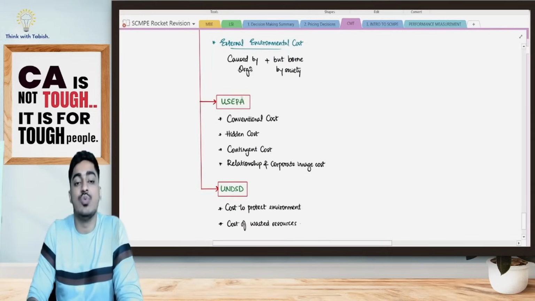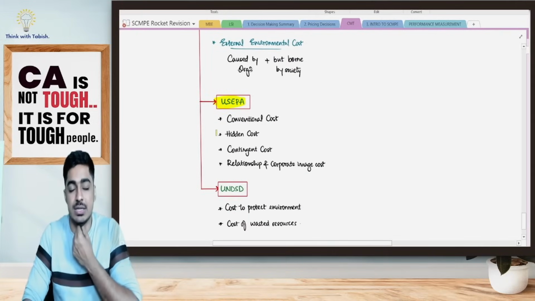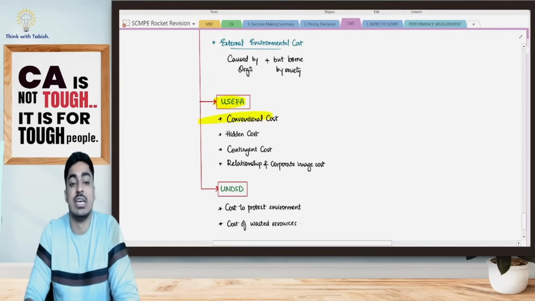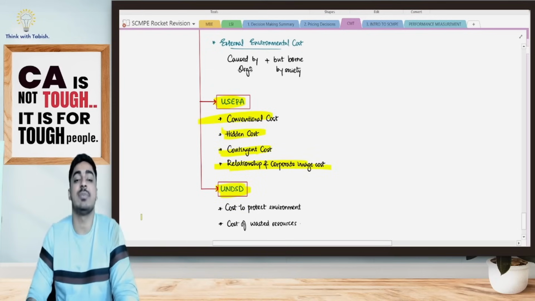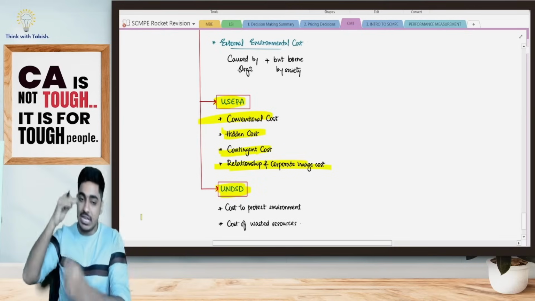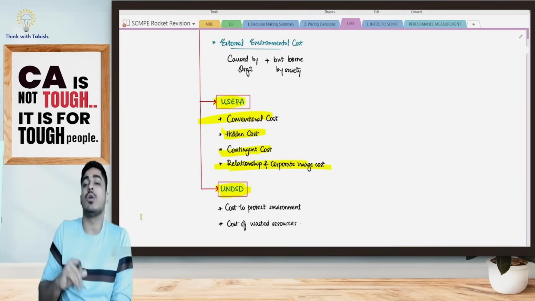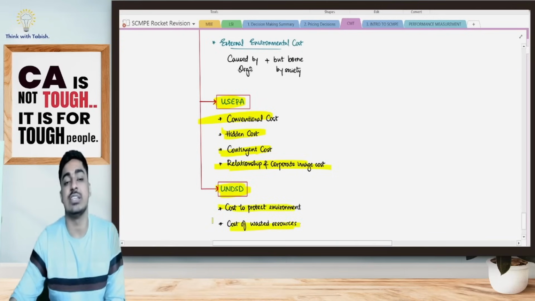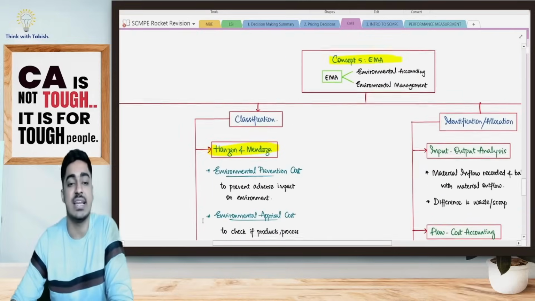Next, we are having two more classification. One is as per US Environmental Protection Agency, US EPA. They are telling yes, cost could be either conventional cost, hidden cost, contingent cost, or else your relationship cost. Again, as per United Nations Division for Sustainable Development, they are telling either you will be incurring cost to protect the environment, or because you could not protect the environment, you will be incurring cost of wasted resources. Is it clear? These are the classification.